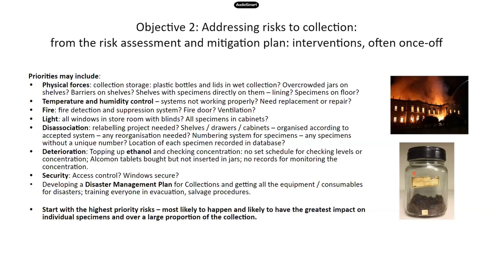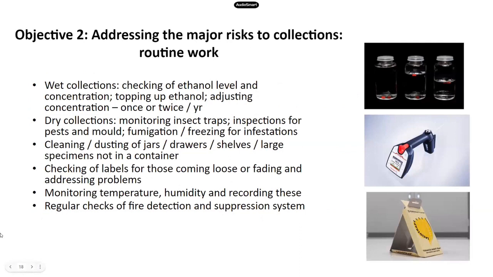So start with the highest priority risks. When you do the risk assessment and the analysis of the risks, you'll have identified which ones will have the biggest impact and are likely to happen very quickly and destroy a large proportion of the collection. So something like fire, deal with those high priority risks first. So all of those actions, you'll need a long list of them under objective 2.